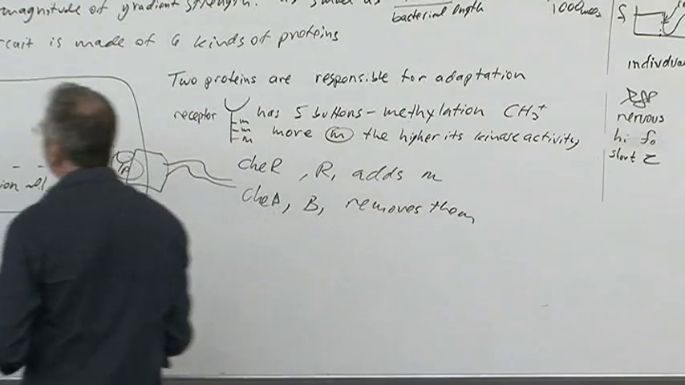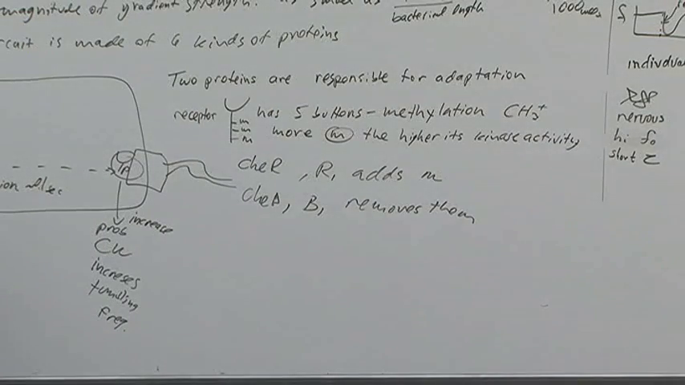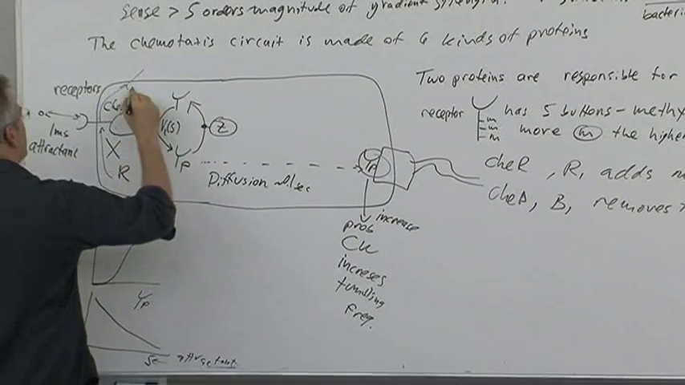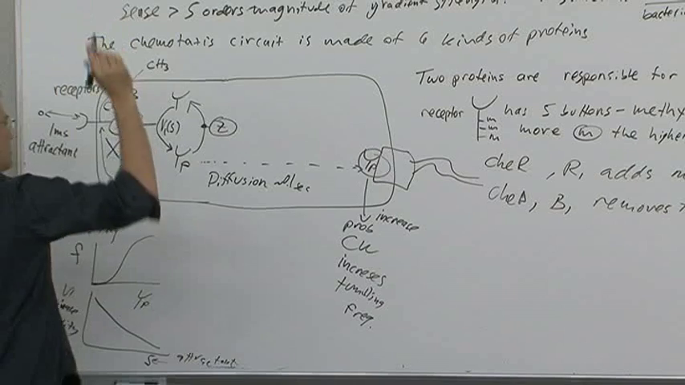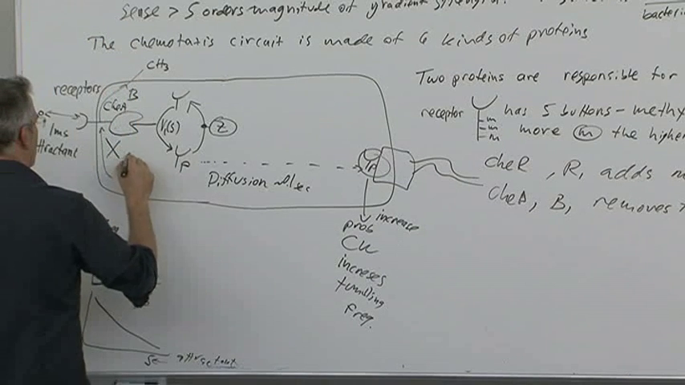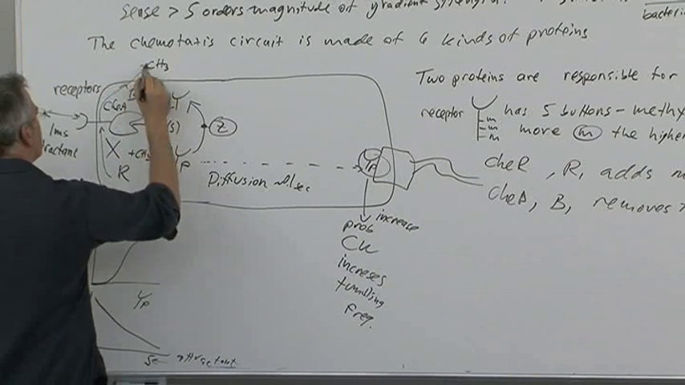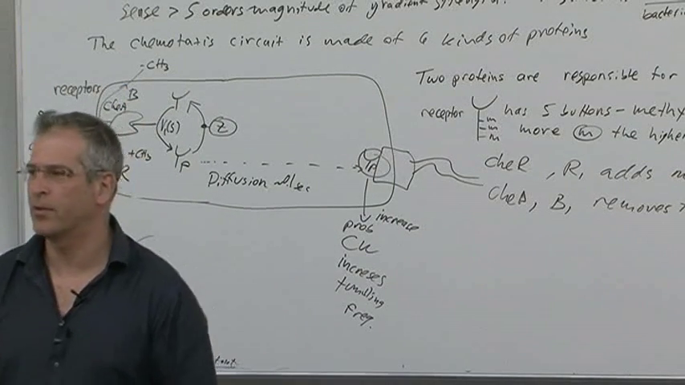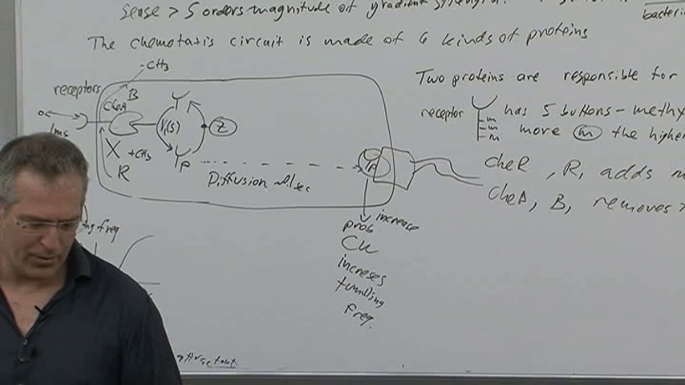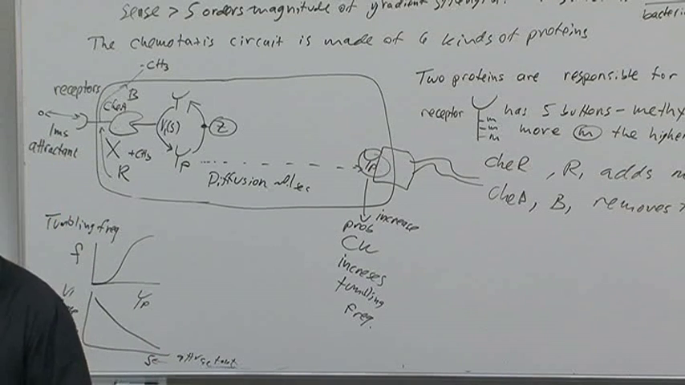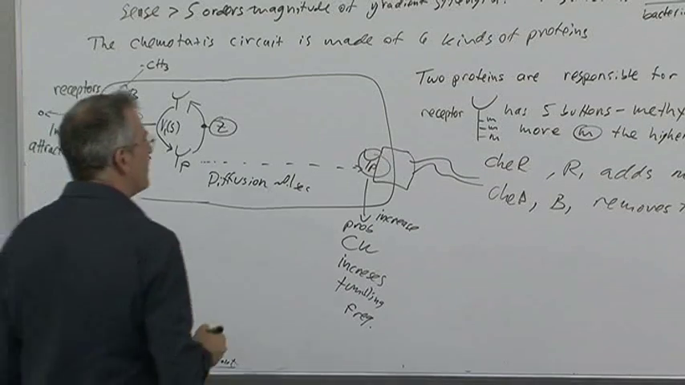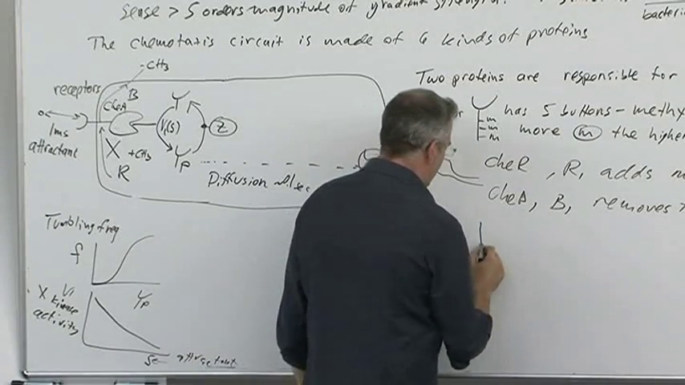And they constantly do this: R adds and B removes the methyl groups. You add methyl, you remove methyl, you add methyl. And this is constantly going, even in constant attractant. So the cell is actually spending a significant part of its methylations on this. It wastes the carbon and the CH3 and a lot of energy just to keep this steady state. Now, what happens here?